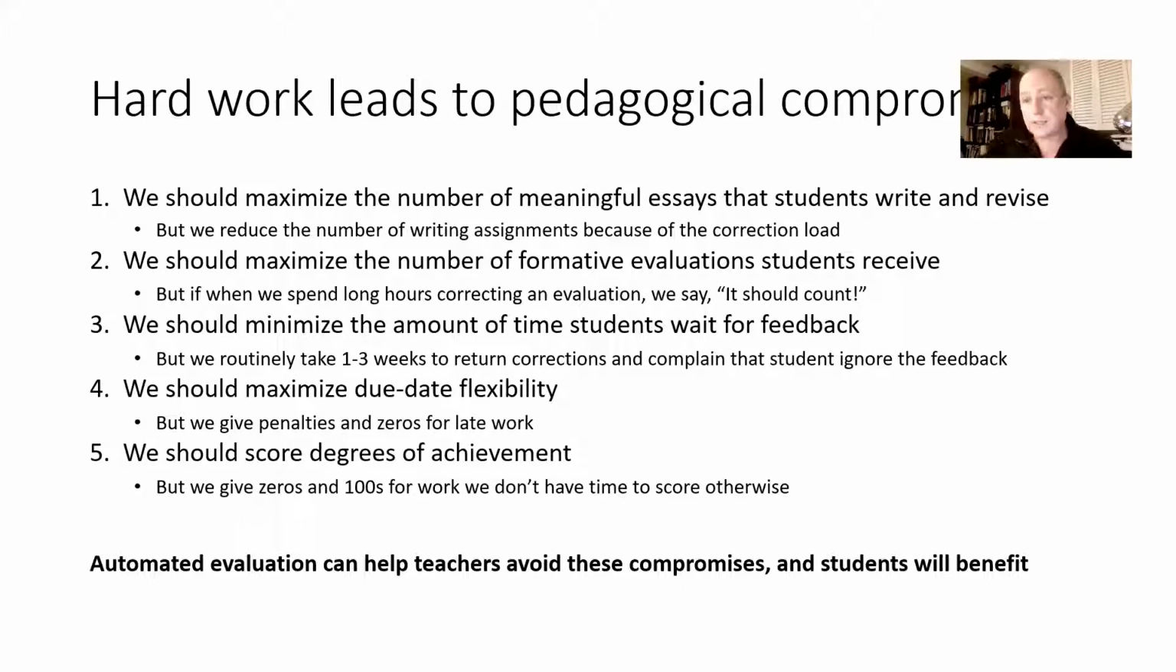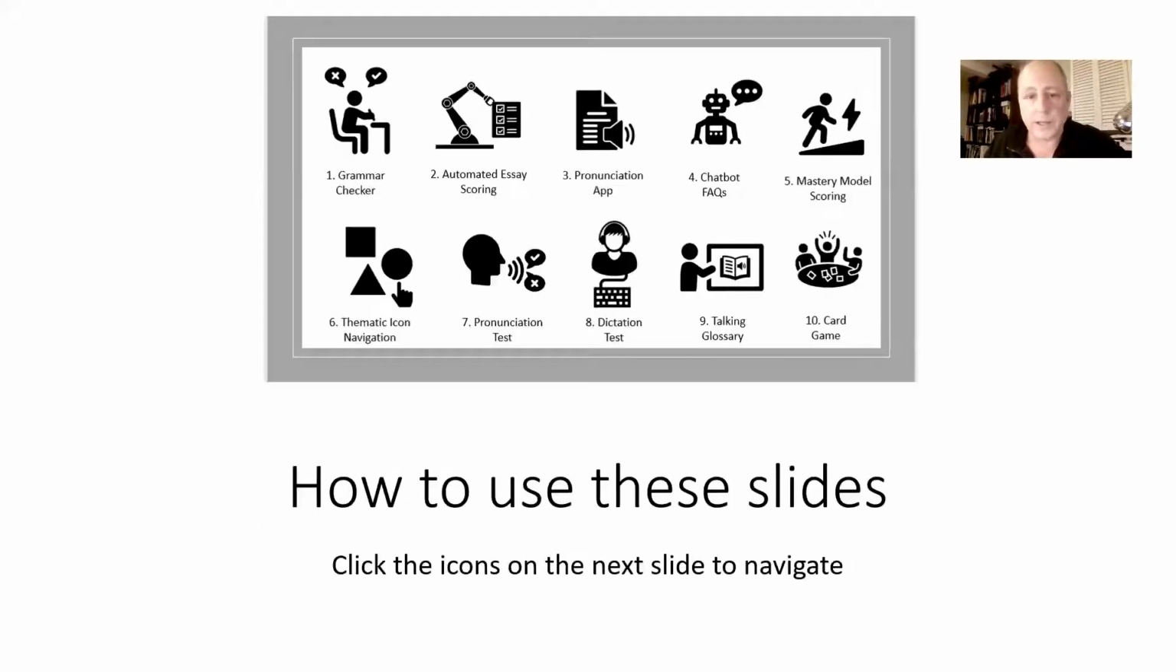And finally, I just heard a story from one of my colleagues who gives 100% to students who have written a weekly paragraph or narrative or something, or 0 if they haven't done it. Well, this is not in keeping with the competency-based approach. Competency-based approach means approaching the competency, meets the competency, or exceeds the competency. Minimally, we have to have some sort of scalar evaluation. So I believe that automated evaluation can help students avoid these compromises, and students will benefit. And I think Moodle can help us do that. And I'll show you some ways.